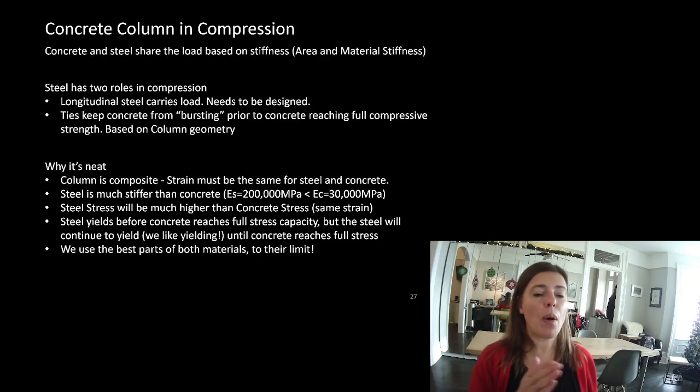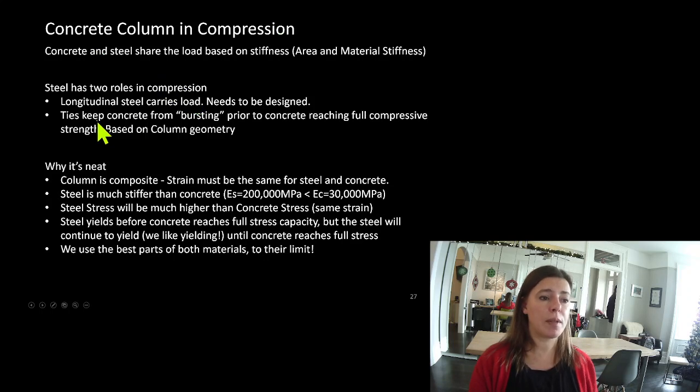So let's talk about what happens with a concrete column in compression. So the concrete and the steel share the load based on stiffness. Remember, we talked about that at the beginning of this lecture. Load sharing. It's based on the area of the material and the material stiffness, contributing to the overall stiffness of the system. We've got small amounts of area of steel, but they're very, very stiff. We've got a large amount of concrete with a much less stiff material.